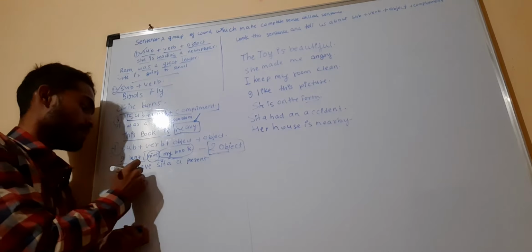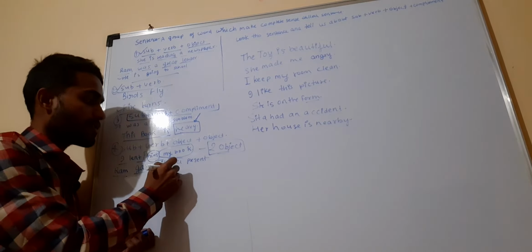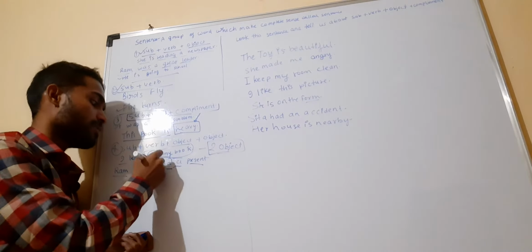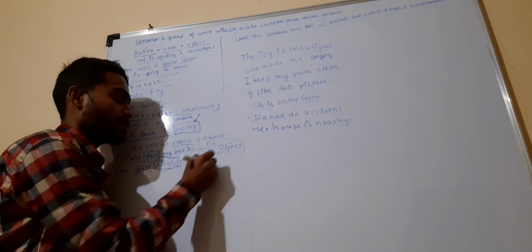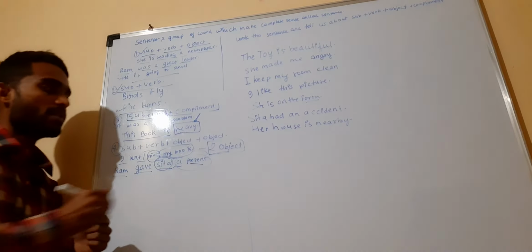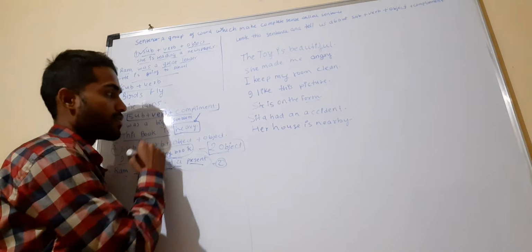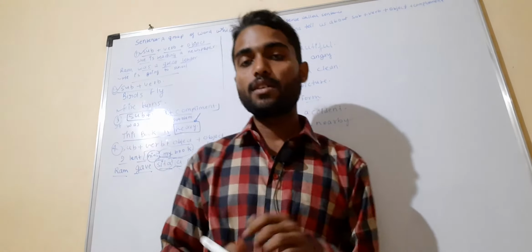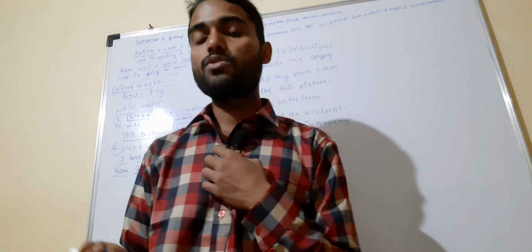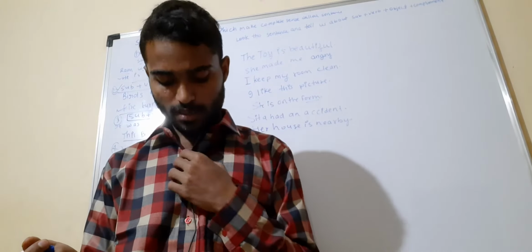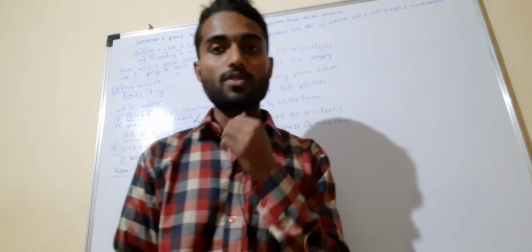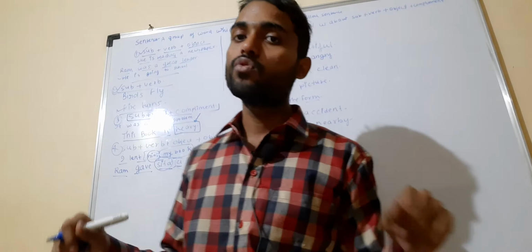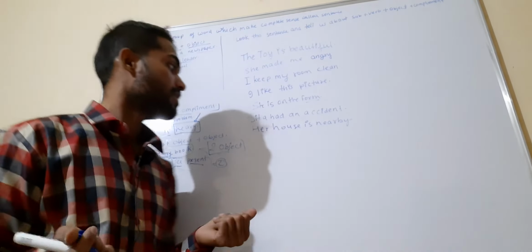And here is "Ram gave Sita a present." So here are also two objects. Sita is also an object, a present is also an object. So here are two objects. So we understand this one is a complement sentence. Now if you think about and listen about complementary sentences, don't worry, complementary sentences are something which have two objects.